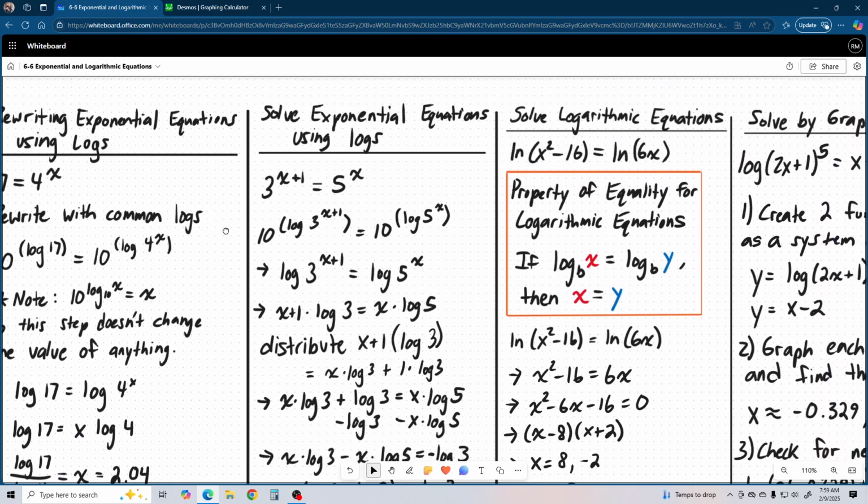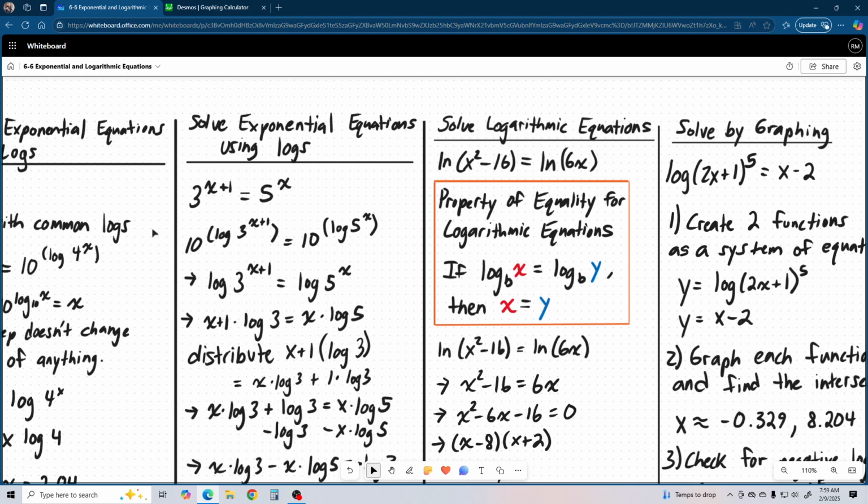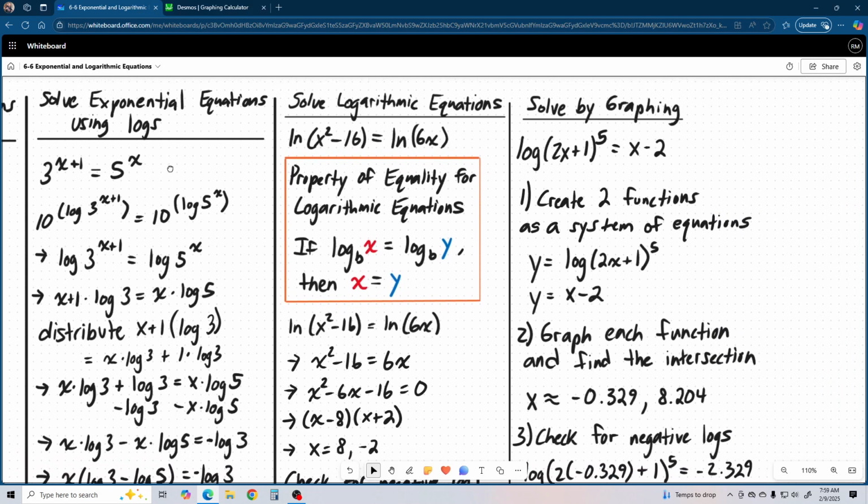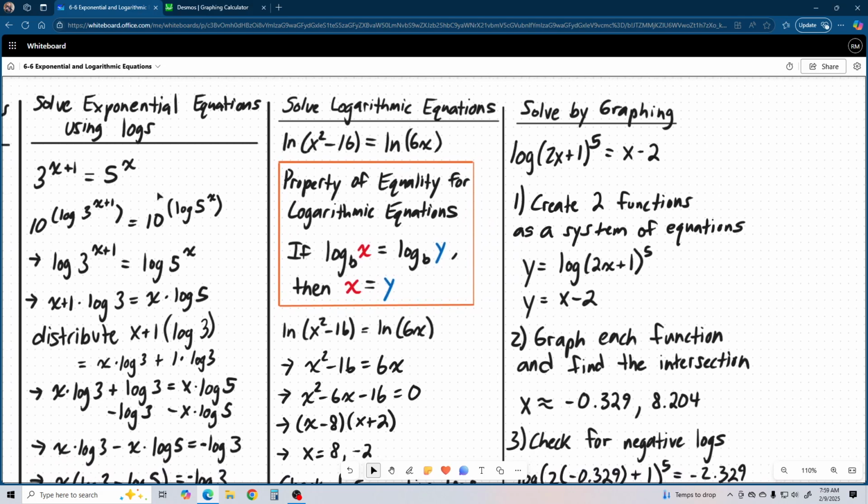All right, so let's go ahead and move on up here. Let's give this a shot. All right, so solve exponential equations using logs. I already explained this middle step is unnecessary, right? I kind of explained why we're not going to do this. So for now, I'm just going to skip past this. But you can see I put this in here just to show you that this is what we're doing.